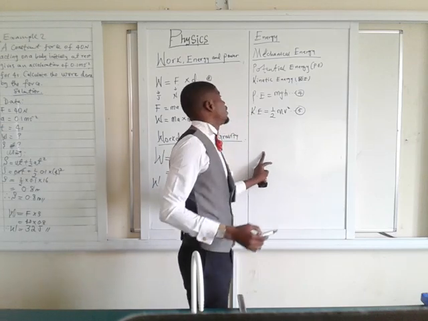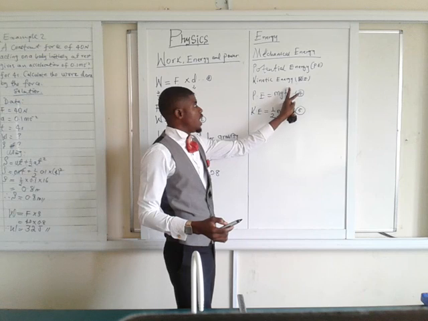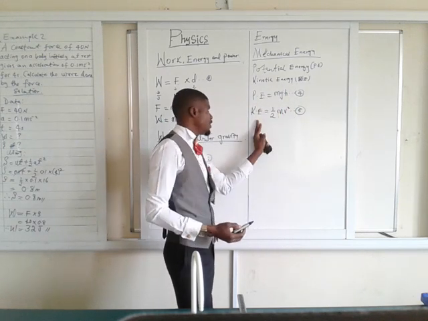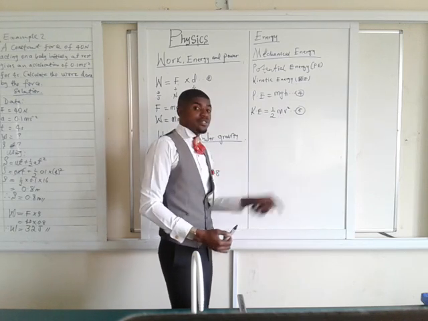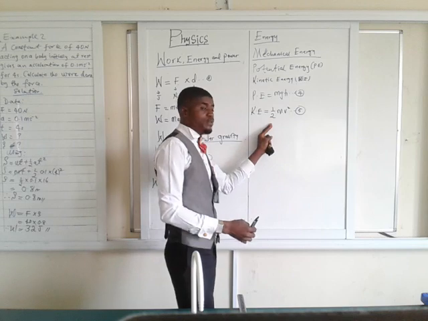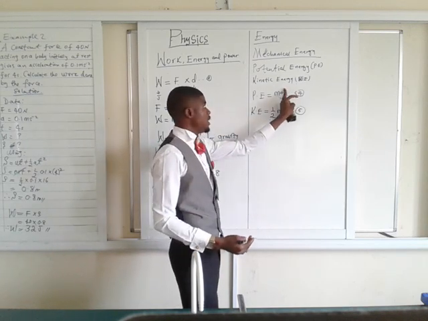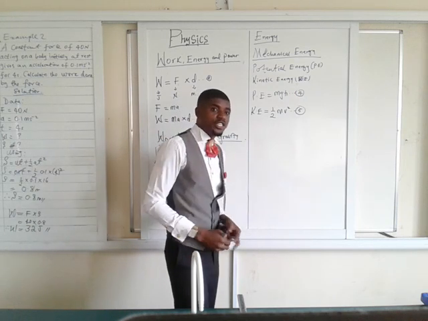Take notes. Potential energy, PE, depends on the height of an object and also the mass. While kinetic energy depends on the velocity of the moving object and also the mass. Meaning, if an object is not moving, there's no kinetic energy. If an object is not placed at a height above the ground level, there's no potential energy.